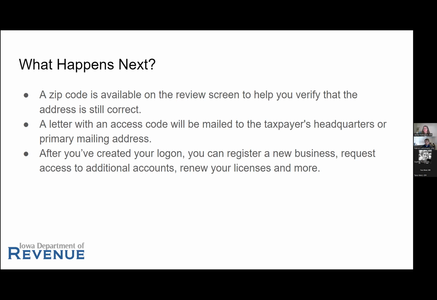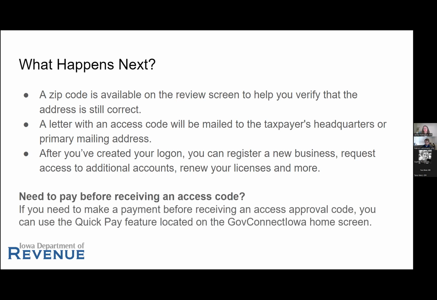Now, one of the common questions that we get is, hey, I need to make a payment today and I don't have access. What do I do? So one of the great perks is that if you need to pay before you receive that access code, you can. So we have that solution built. If you are not logged into GovConnectIowa, you can use that quick pay feature that's available on the home screen. And if you log into GovConnectIowa and you're not connected to any customers or accounts yet, you can also quick pay from that home screen as well. So there are a couple different options out there.